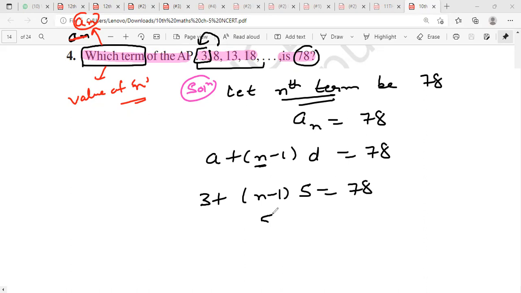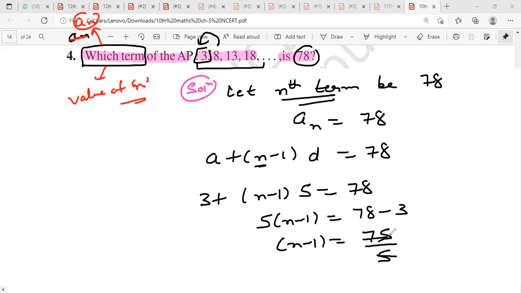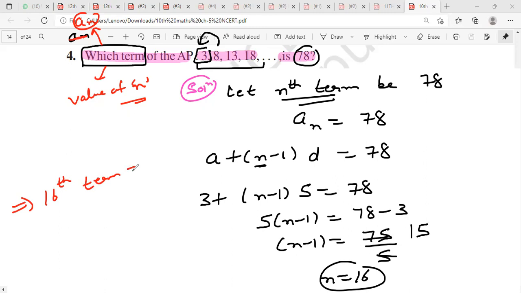So can I say that 5 within bracket n minus 1 equal to 78 minus 3? ये plus 3 है, when it shifted to the right hand side it will be minus 3. So n minus 1 will be equal to 78 minus 3, that is 75, divided by 5. It will be 5 ones are 5, 5 5s are 25. So n will be equal to 16. It implies 16th टर्म, इस एपी की जो 16th टर्म है विल बी इक्वल टू 78.